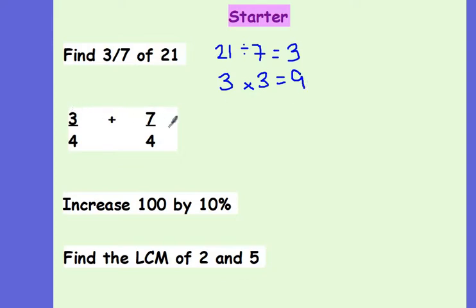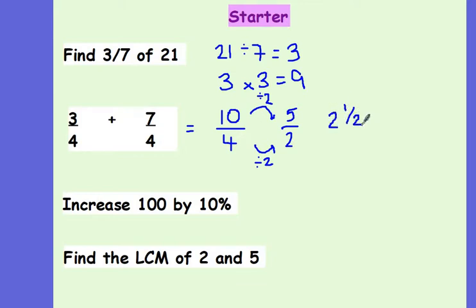For adding fractions, we need to make sure our denominator is the same. In this case, our denominator is the same already, it's already 4, so we can just add our numerators together. 3 plus 7 gives me 10 over 4. But I can simplify that, I can divide top and bottom by 2. If I do that, I'm left with 5 over 2. I can either leave that as an improper fraction or I can write it as 2.5. Either answer would be correct.